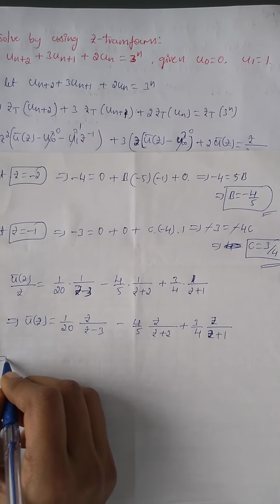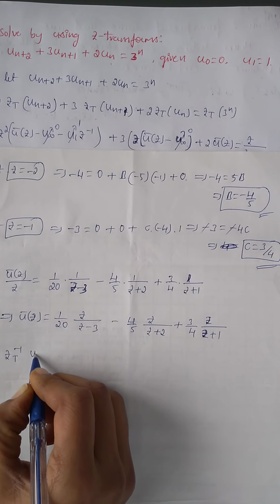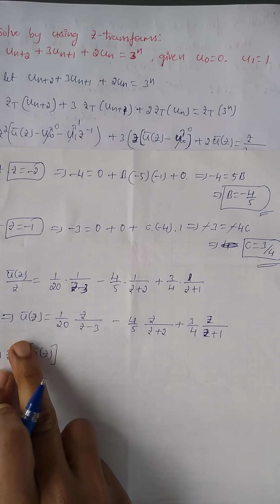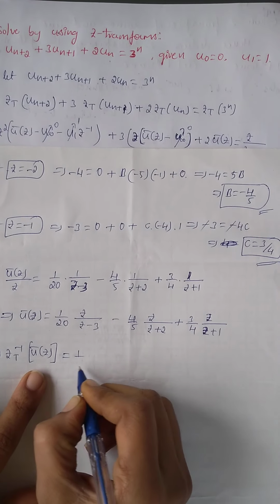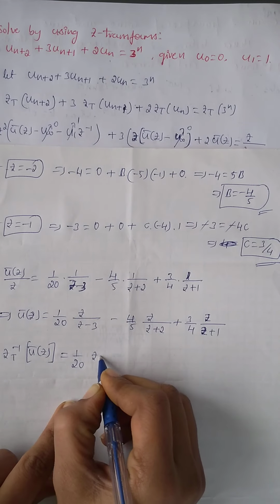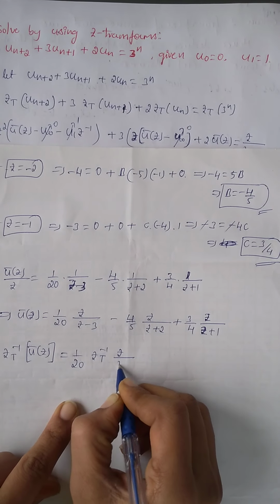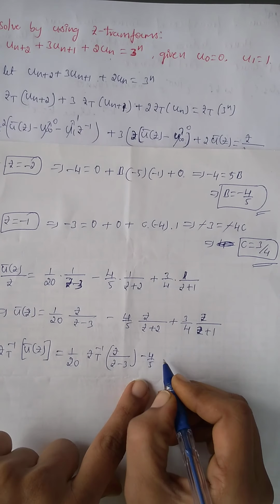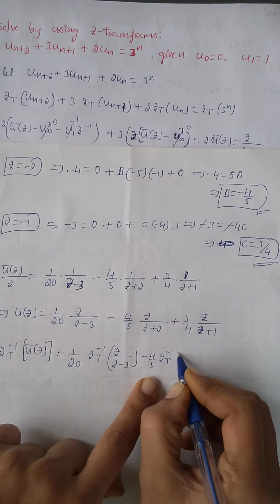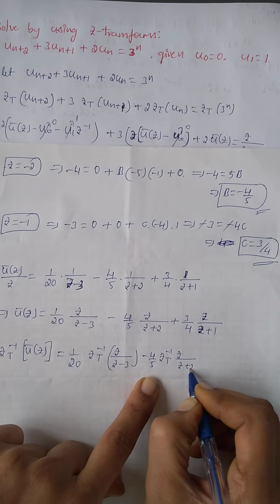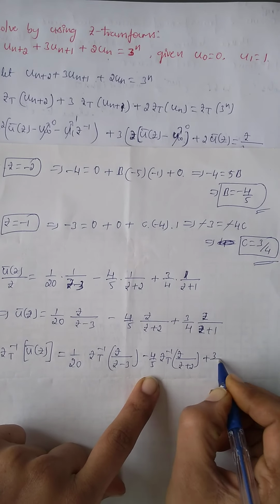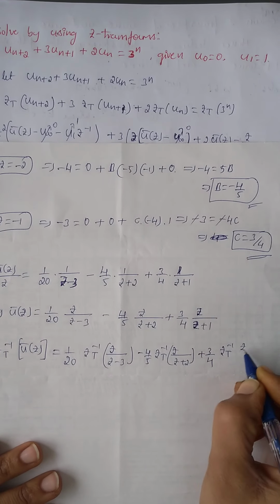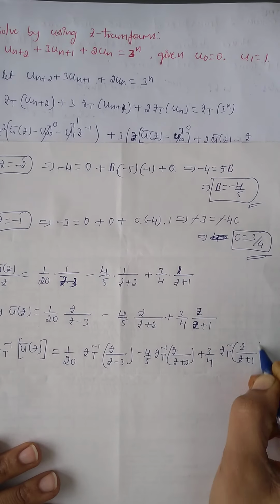For finding Un, we should apply inverse Z transform on both sides. So I am going to apply inverse Z transform on both LHS and RHS. We will get 1 by 20, which is a constant, times the inverse Z transform of the z by z minus 3 term. Here minus 4 by 5 is a constant, we can take it outside, times the inverse Z transform of z by z plus 2. And here 3 by 4 is a constant, times the inverse Z transform of z by z plus 1, the third term.